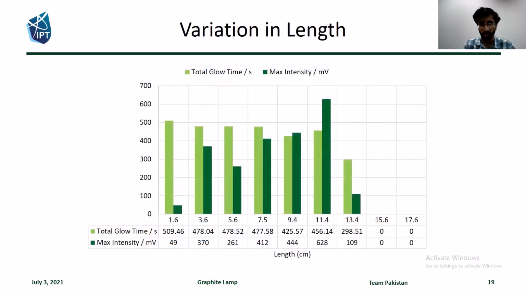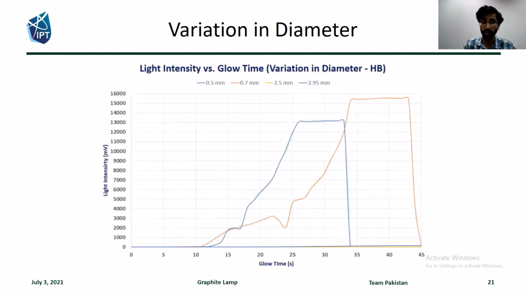Now this is also a summary, and we were clearly able to observe it's 11.4. It's just a correction. It's 11.4 to 11.6 centimeter length, and that coincides with the maxima of intensity in terms of variation in length.